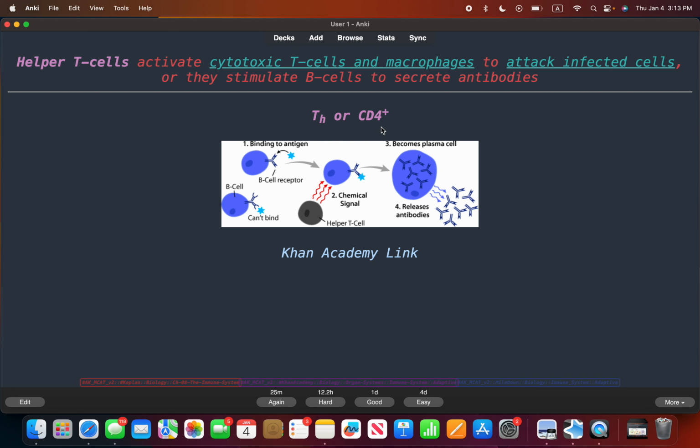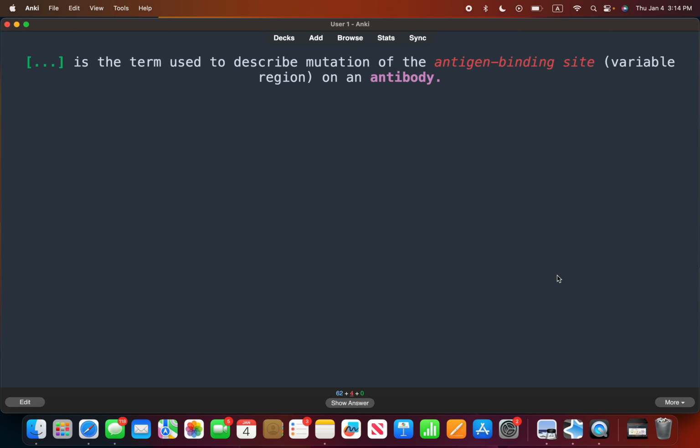Again, helper T cells activate cytotoxic T cells and macrophages to attack infected cells, or they stimulate B cells to secrete antibodies. They do not give rise to B cells actually, but they are affiliated with B cells, which helps them to secrete antibodies. They also do not give rise to cytotoxic T cells, but they activate them. So they activate macrophages or cytotoxic T cells, and they are able then to attack infected cells. We got this.